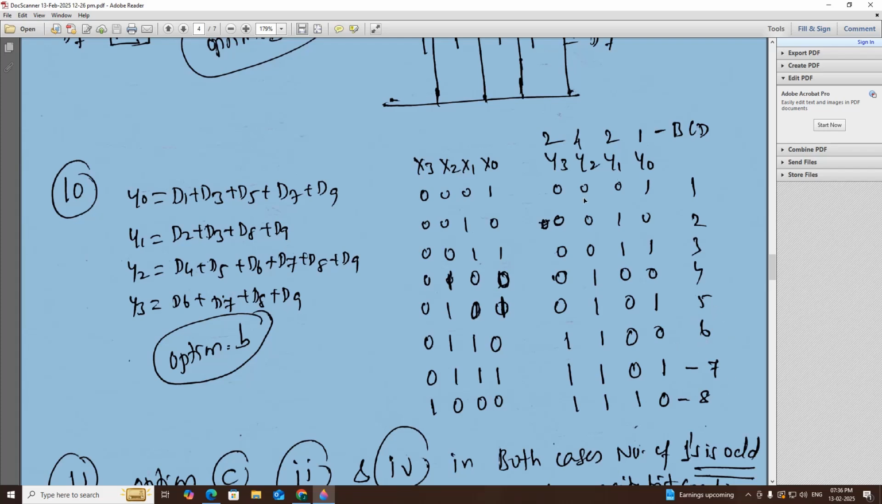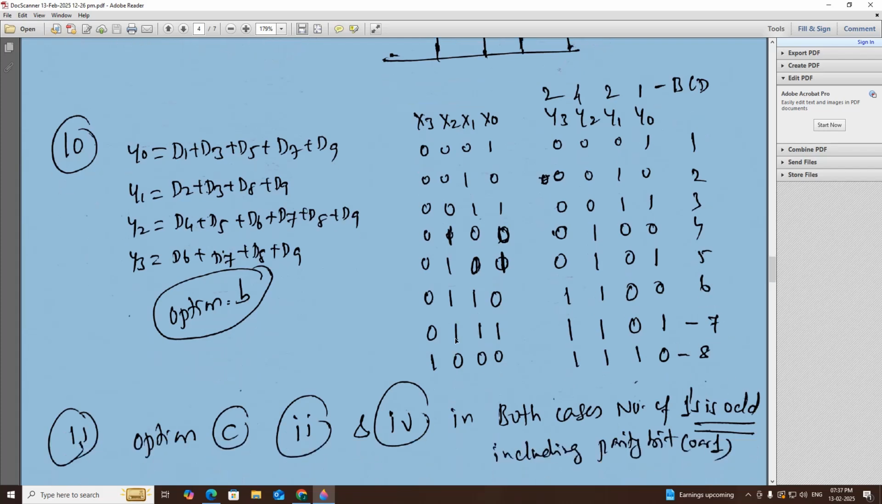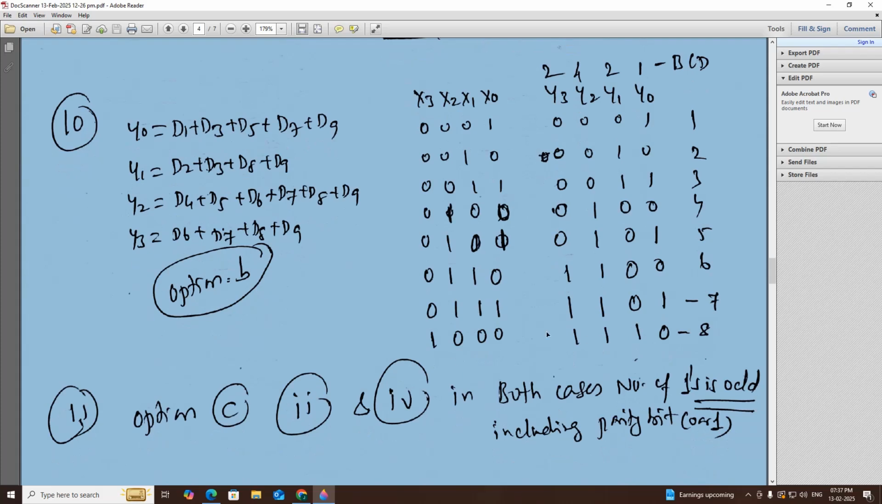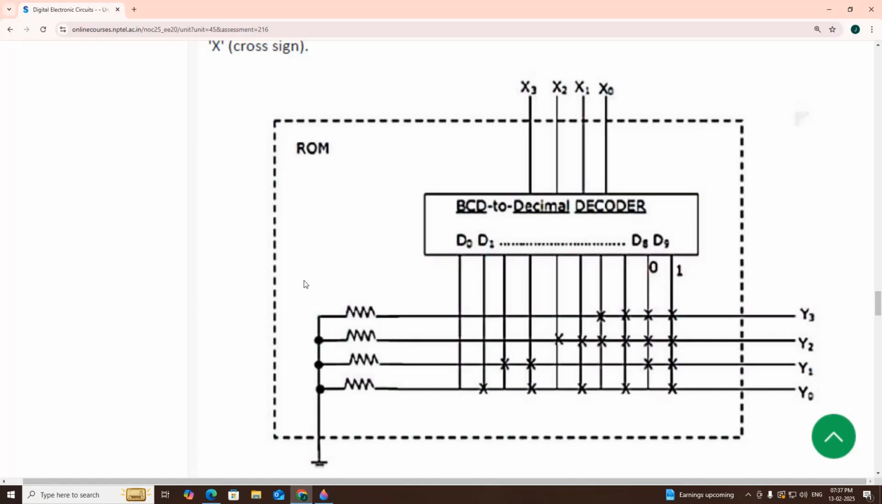So for the remaining input combinations, if you try to find the output, for example for 7, applying the formula here, Y0 will be 1 and Y1 will be 0, Y2 will be 1, Y3 will be 1. So this is 1, this is 1, this is 1. That means 2 plus 4 plus 1. 2 plus 4 is 6, 6 plus 1 is 7. I got 7. That means this is a 2421 BCD code. The answer is option B.